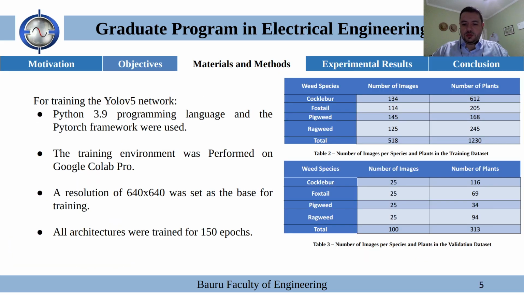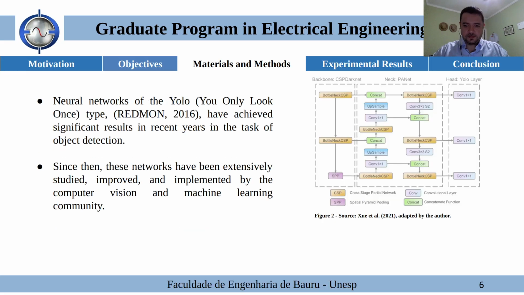On table 2 and table 3, we have the distribution of images for training and for testing, according to the 4-weed dataset. We chose the YOLOv5 neural network, and we performed all the training on Google Colab Pro. We also set an image resolution of 640 by 640 pixels, and our architectures were trained for 150 epochs.